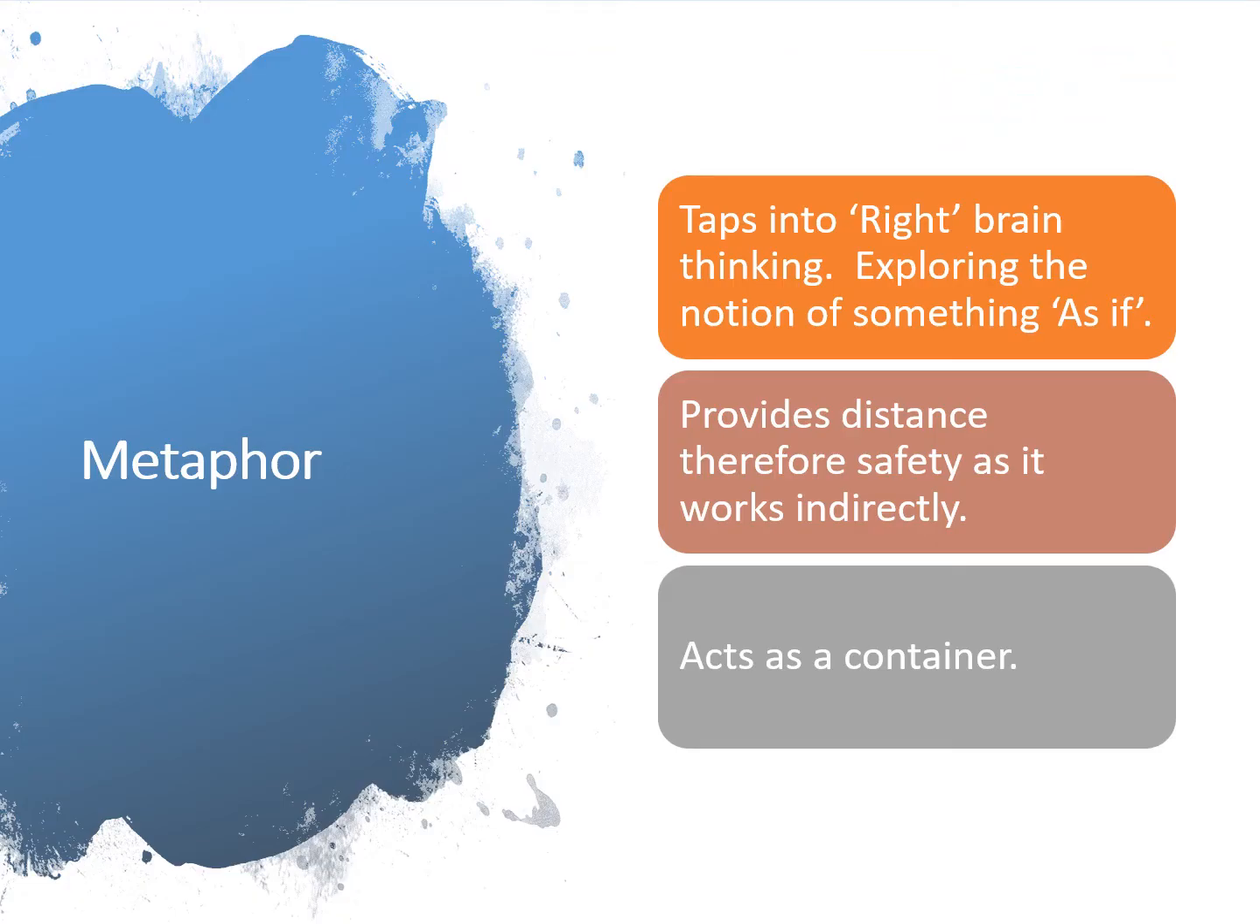And of course, metaphor has to underpin this whole process. So that taps into what we call right brain thinking. It explores the notion of something as if. It's very, very powerful. So metaphor provides distance and therefore it provides safety, because it works indirectly for the child or young person or adult. And it also acts as a container. So there's something about the safety of metaphor here.